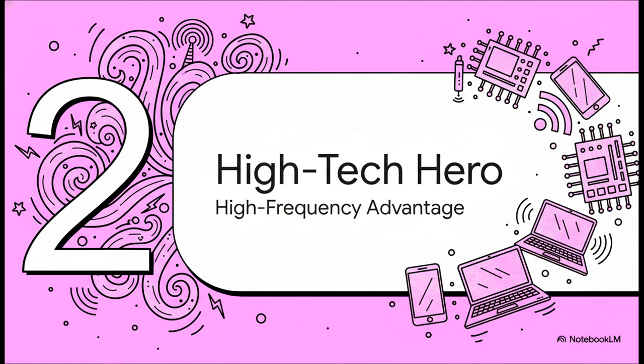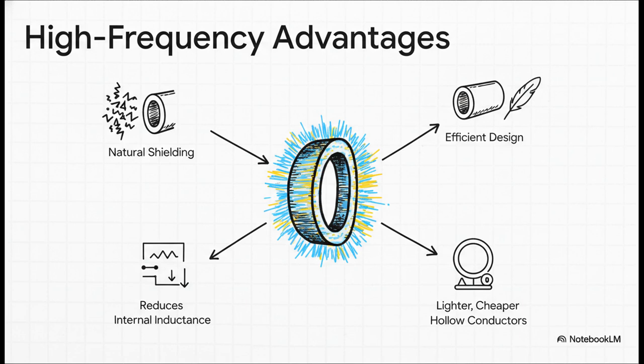Because here in this world, the skin effect has a total personality change. It goes from being a bumbling villain to a seriously sophisticated hero. And just like that, the list of disadvantages completely flips into a list of advantages. That weird tendency to keep current only on the surface, well, that turns into an amazing form of natural shielding. The fact that the center of the wire is totally unused, that opens the door for all sorts of lighter, cheaper, more efficient designs. Let me show you how.